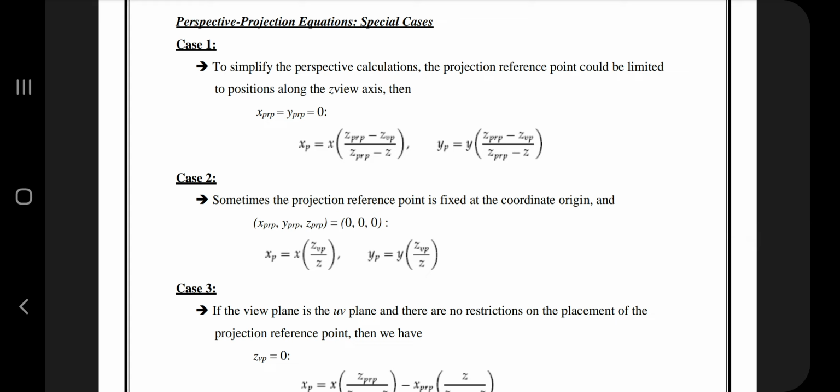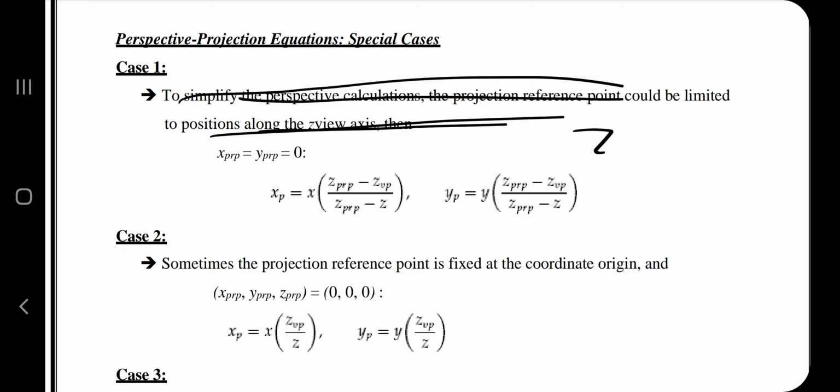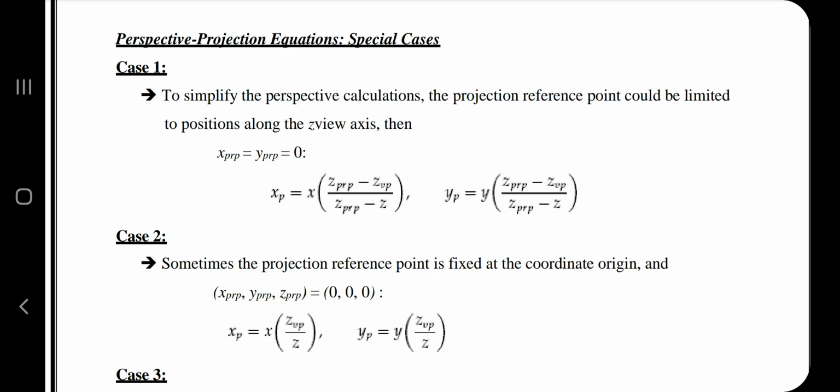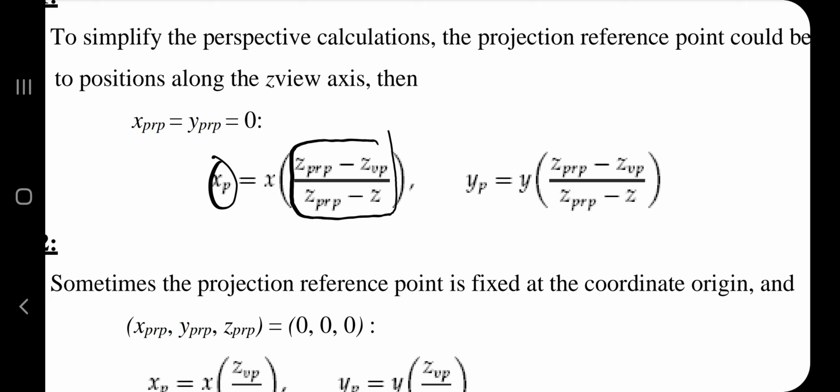There are totally 4 cases. How to remember that I will tell you now. Okay, there are totally 4 cases. Listen carefully. The first case is z is equal to 0. Just write z is equal to 0. Don't write these things. Okay, cut off these things. Just write z is equal to 0. That's all. Case 1, z is equal to 0, and inside that what you will write, xp, and you just have to remember this one, zprp minus zvp divided by zprp minus z.